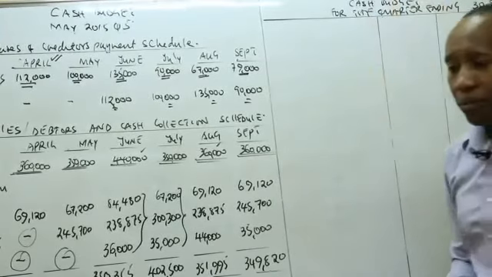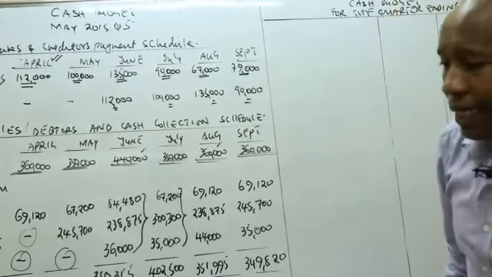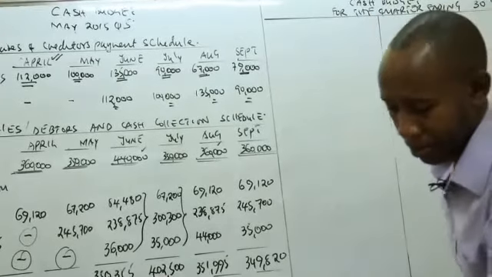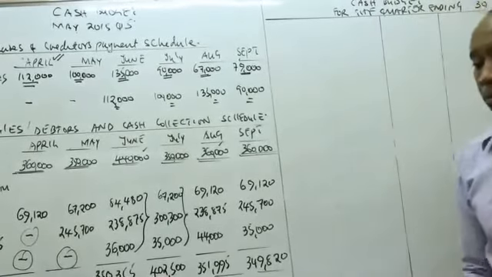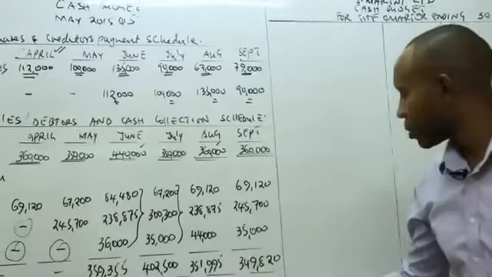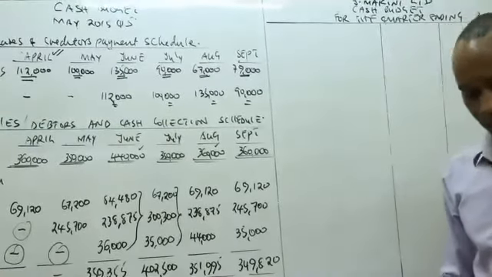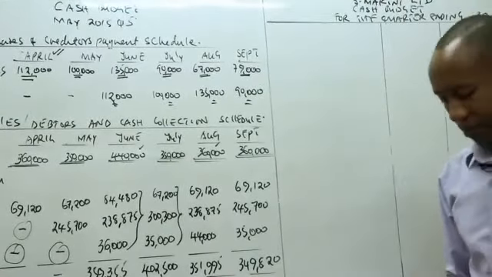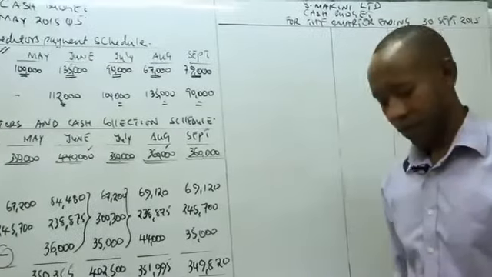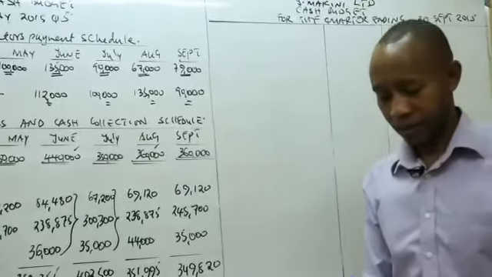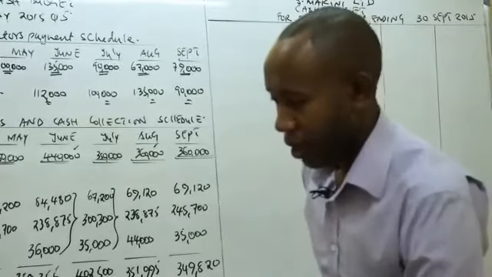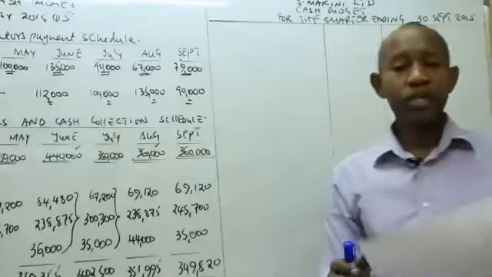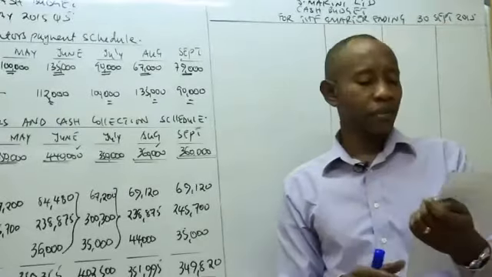And I hope you can be able to see my board clearly. Confirm you can see the board clearly. So what is the first thing that we need to bring in the cash budget? Somebody type there.